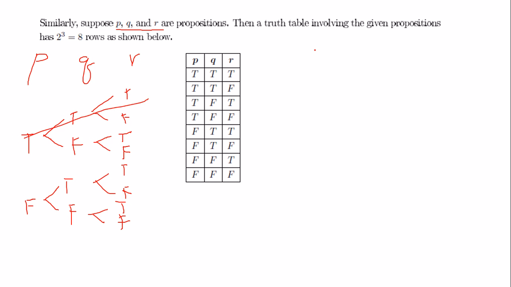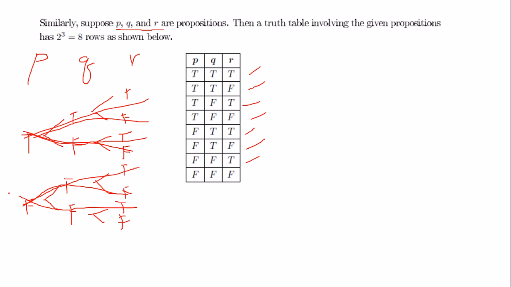So we have true, true, true; true, true, false; true, false, true; true, false, false. Then we also have false, true, true; false, true, false; false, false, true; false, false, false. So now, how do we know that there are 8 rows here and 4 in the other one?